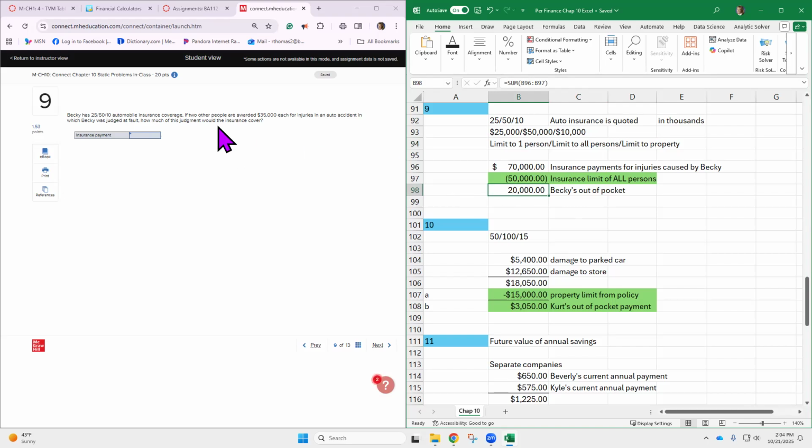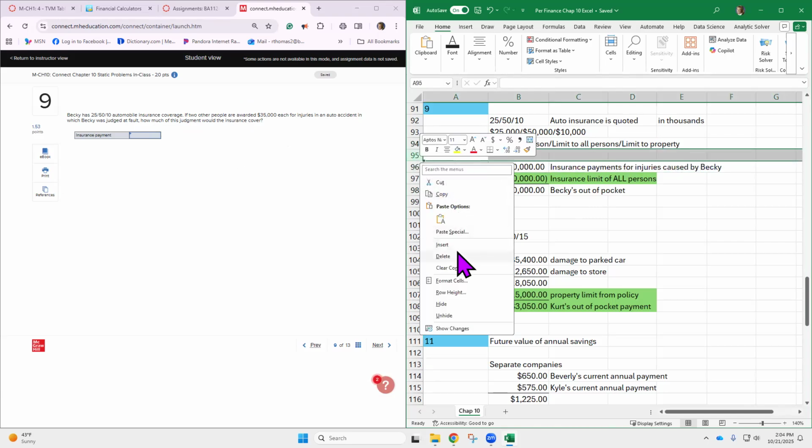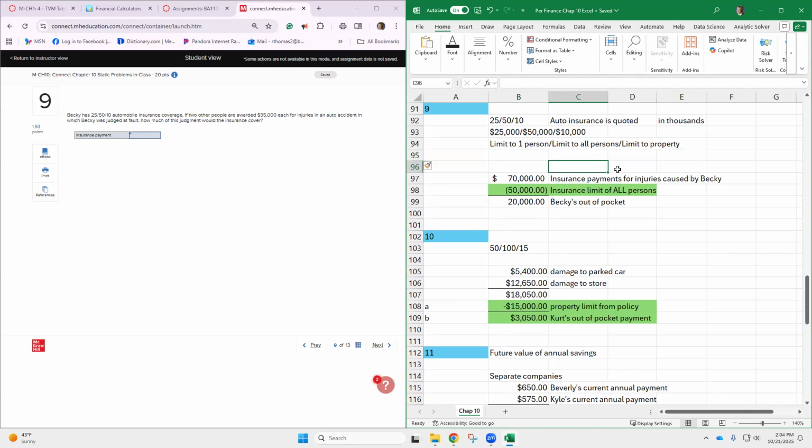All right. So the 2 people says if 2 other people are awarded $35,000 each, that's the $70,000. So let me put this in here so that we remember why it's $70,000. 35,000 times 2 people injured equals 70,000. So that's where we're getting that number.